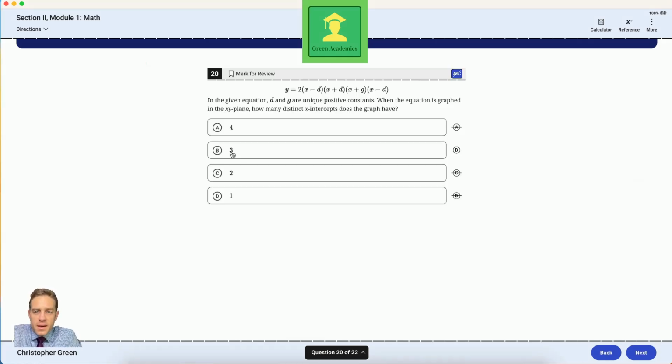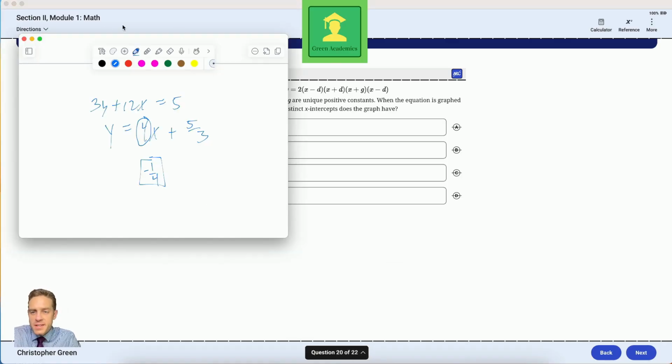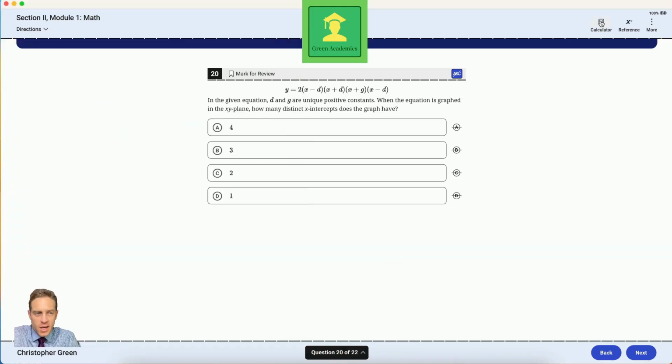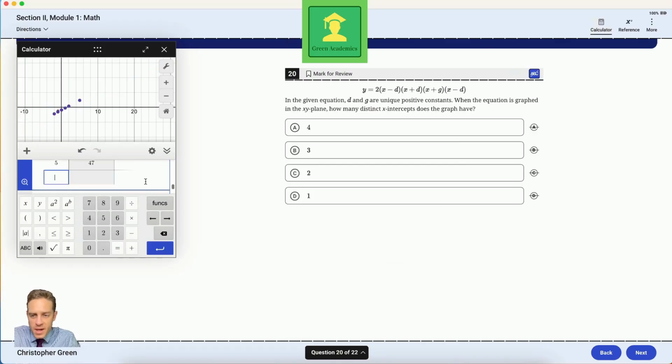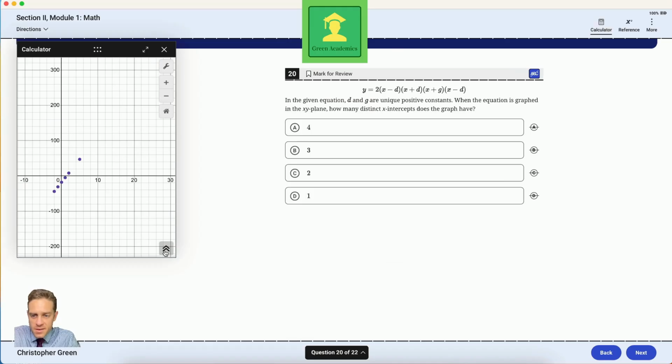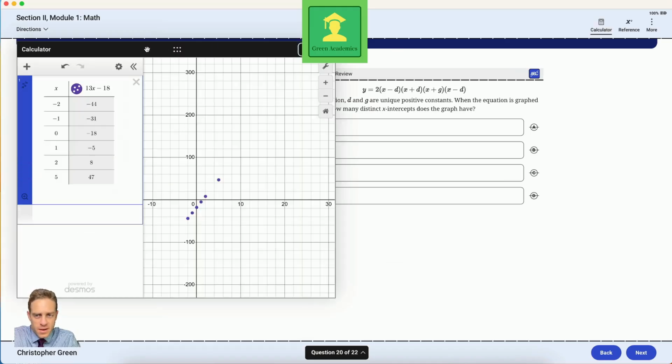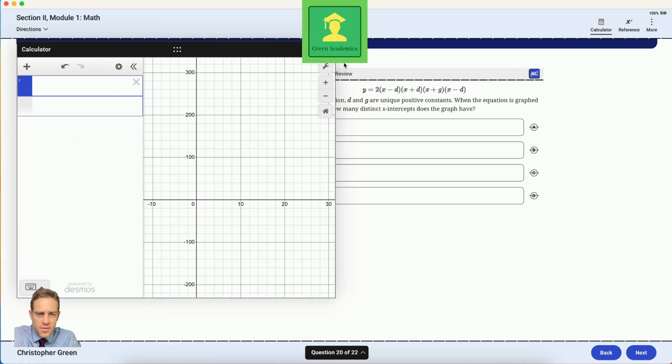Okay, in the given equation, D and G are unique positive constants. When the equation is graphed in the xy plane, how many distinct x-intercepts does the graph have? Even if you didn't understand this abstractly, you could actually get Desmos to help you with this by basically doing it by example. So pick unique positive constants. Let's say we're going to pick 3 and 5 as D and G.